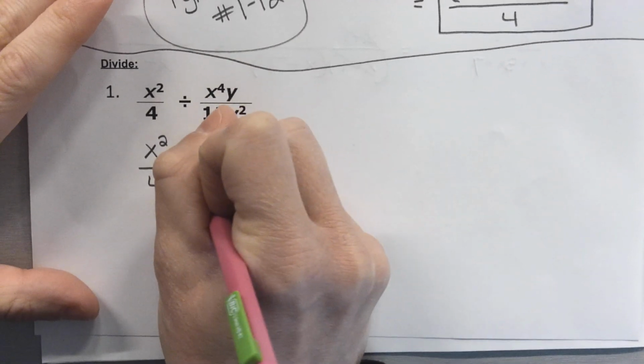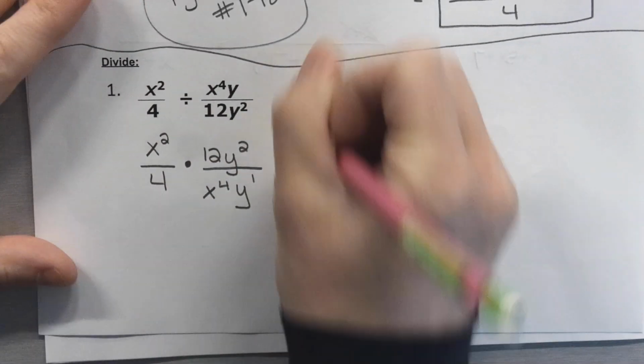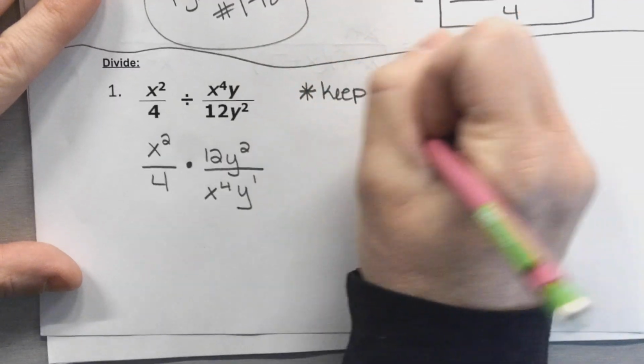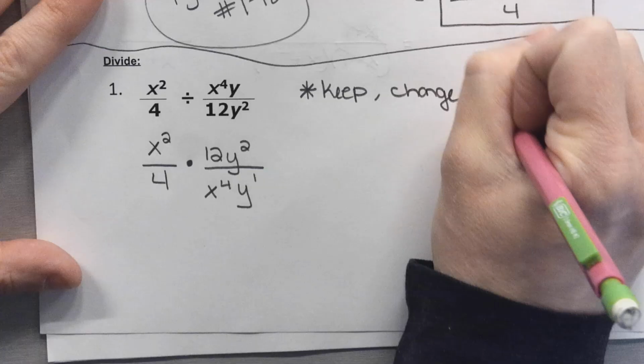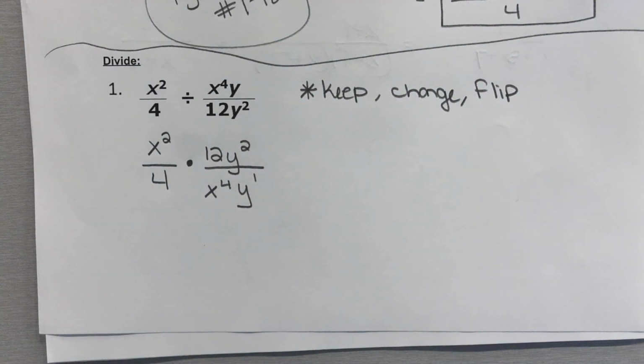12y squared over x to the 4th y. So again, if you want to write yourself a reminder note about what we did, this was a keep, change, flip moment. So again, all the way back to middle school, probably when you saw that for the first time, but it was just probably with numbers.